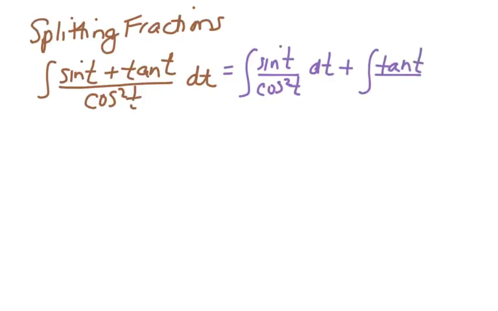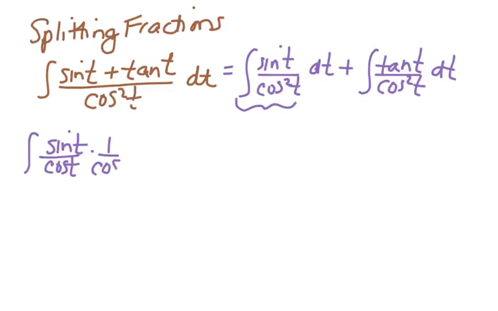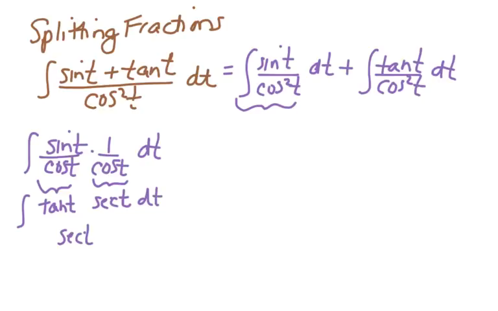So let's see what we have here. Okay, so the first one we're going to pull off and break it apart. Okay, and notice that this is tangent and this is secant. So if I integrate that, taking the antiderivative, that's just secant t. So that one was pretty straightforward.